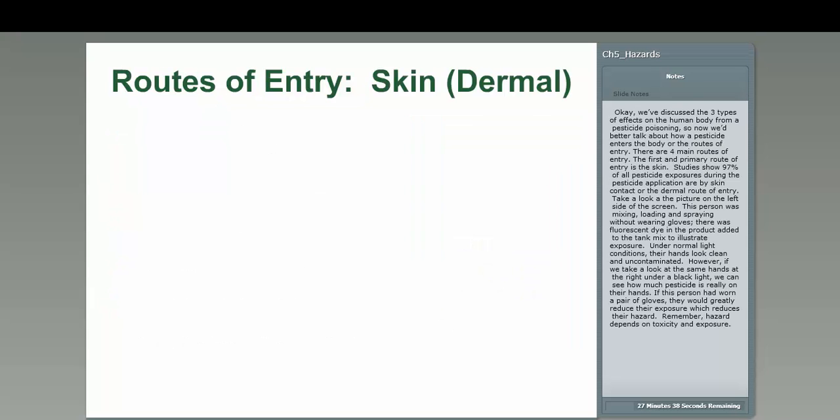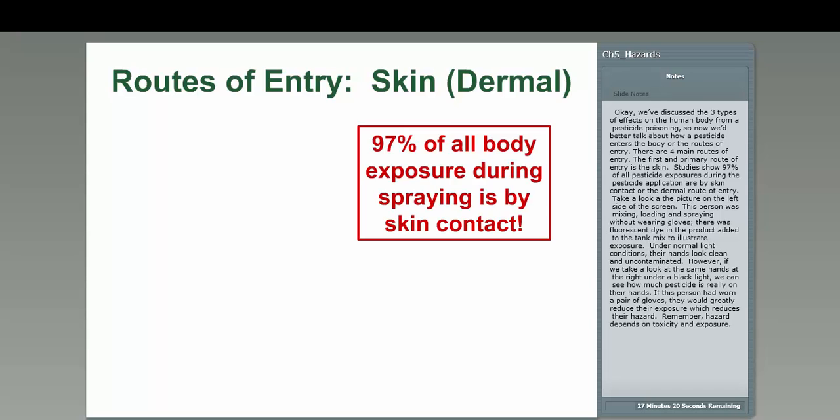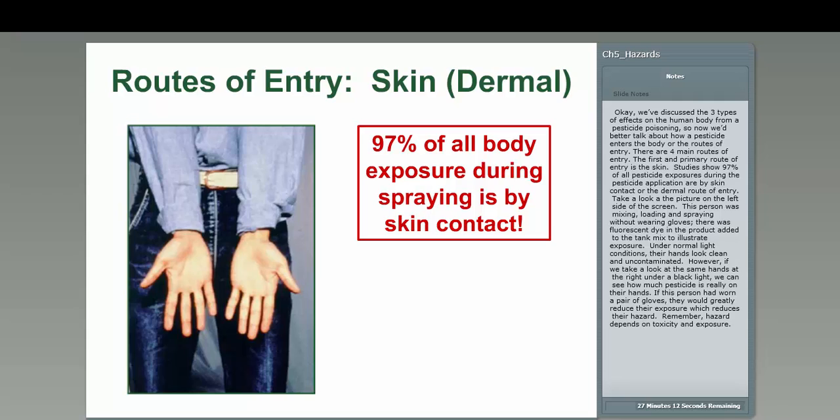Okay, we've discussed the three types of effects on the human body from a pesticide poisoning, so now we'd better talk about how a pesticide enters the body, or the routes of entry. There are four main routes of entry. The first and primary route of entry is the skin. Studies show 97% of all pesticide exposures during the pesticide application are by skin contact, or the dermal route of entry. Take a look at the picture on the left side of the screen.